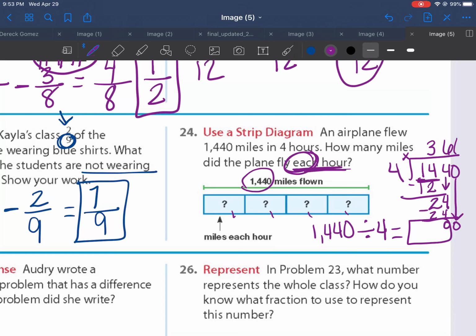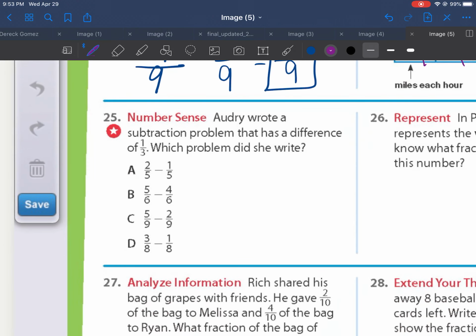So if we subtract, that would be 0. So now I bring down the last digit. 4 times what gives me 0? 4 times nothing is 0. So my answer will be 360 miles every hour.